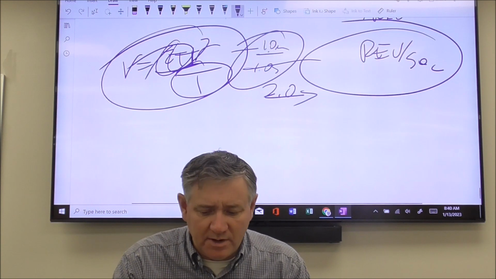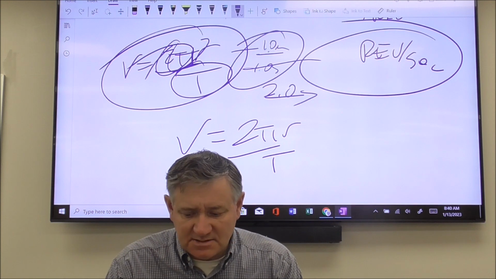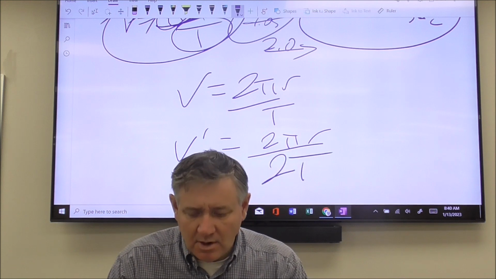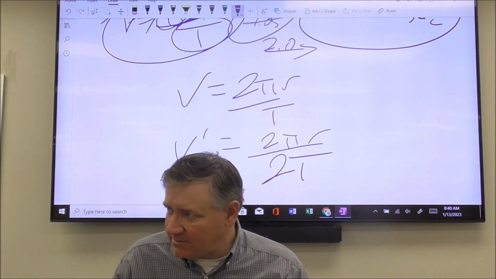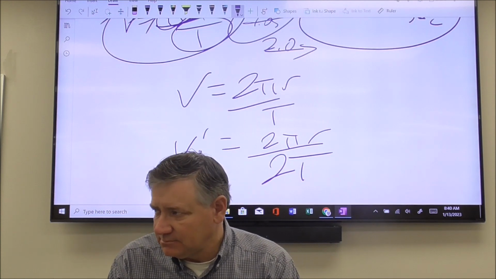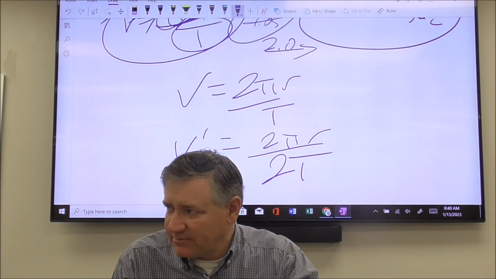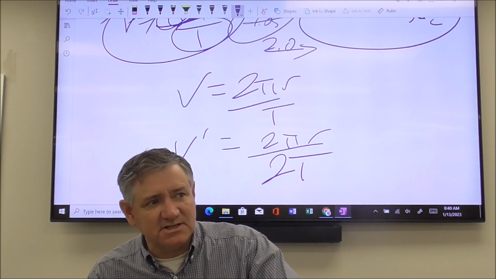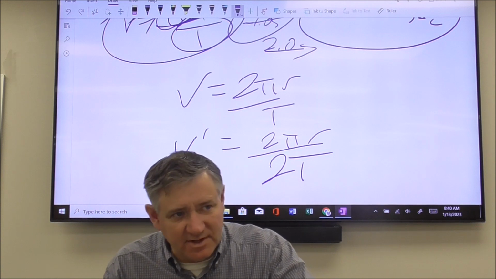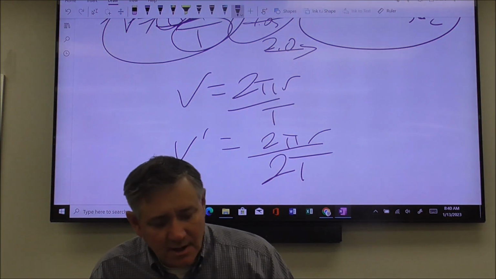Now, if you want the more elegant approach, go 2 pi r over t. That's your initial velocity. Then the new velocity is going to be 2 pi r over 2t. I'm going to divide by t. The velocity would be half as much because I'm dividing it by 2. I don't care how you think through it. It makes no difference at all. You can do smash mouth physics. You can go with the elegant approach. I don't care. Just figure it out in terms of your thought process and what you feel most comfortable with.